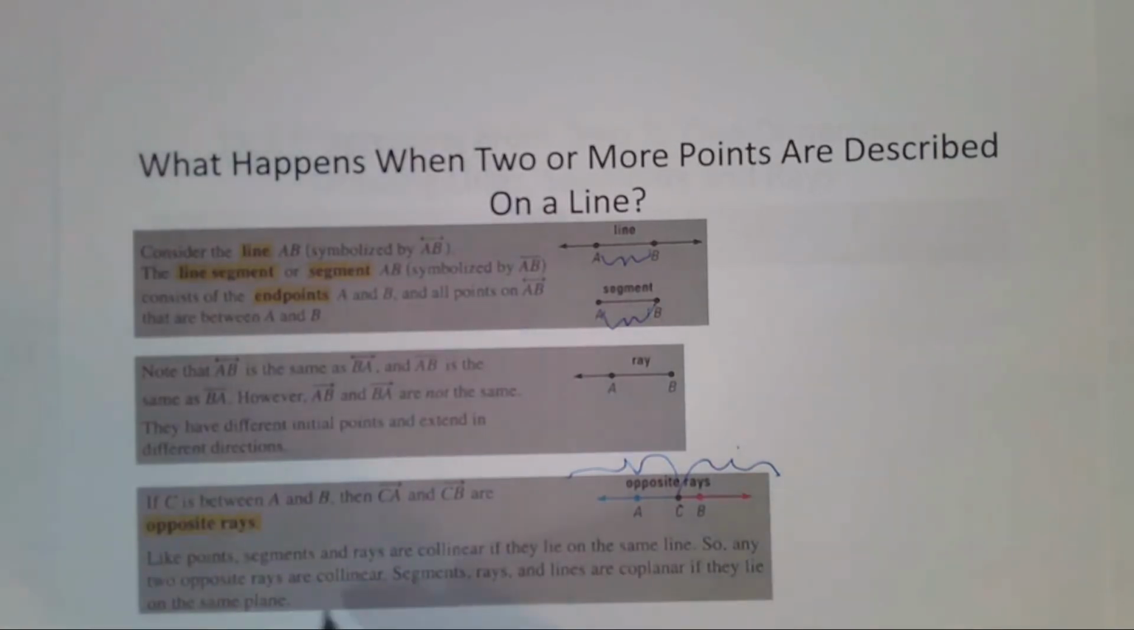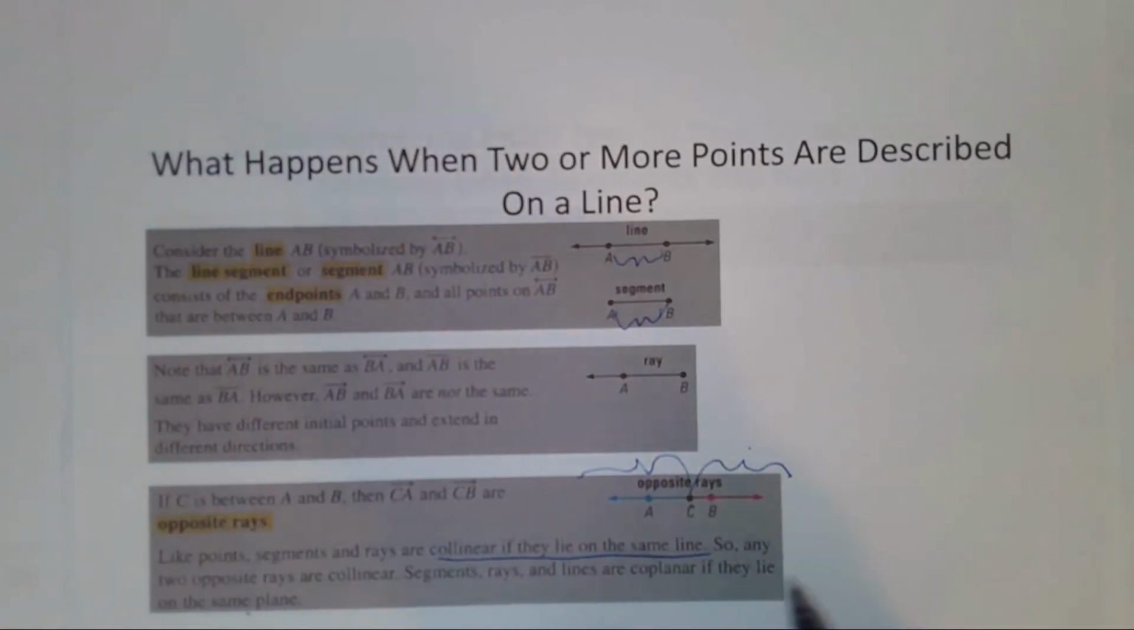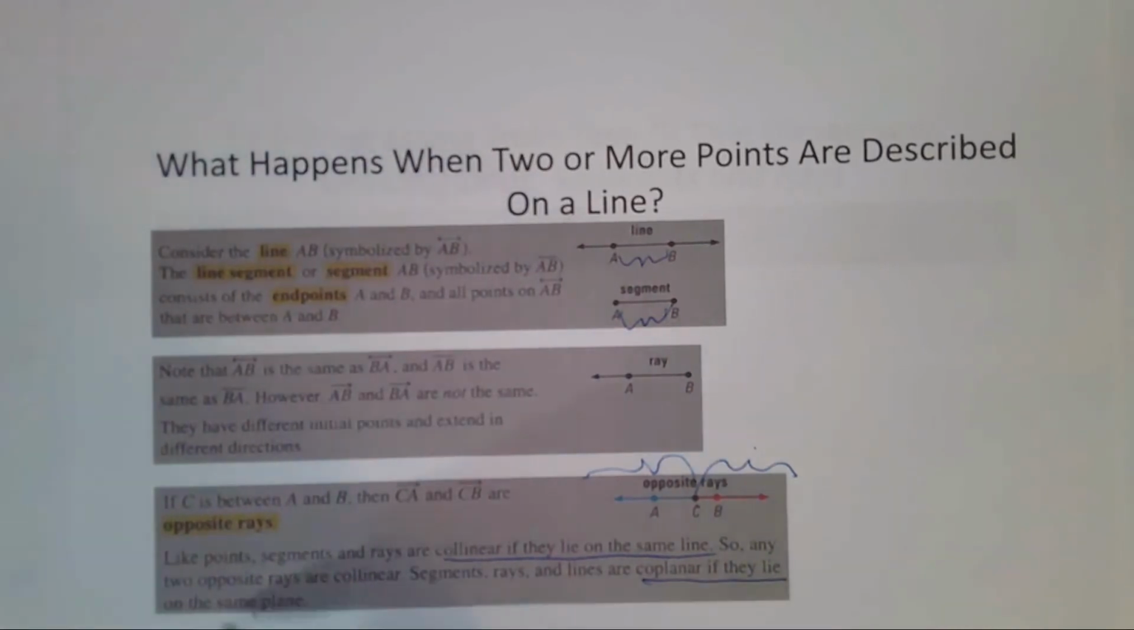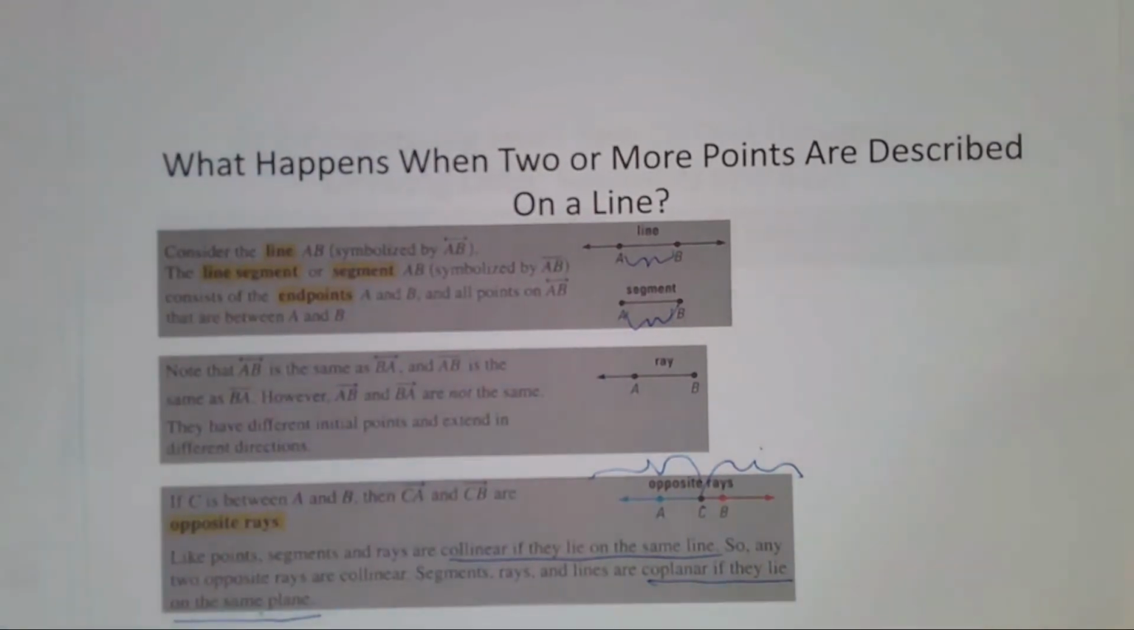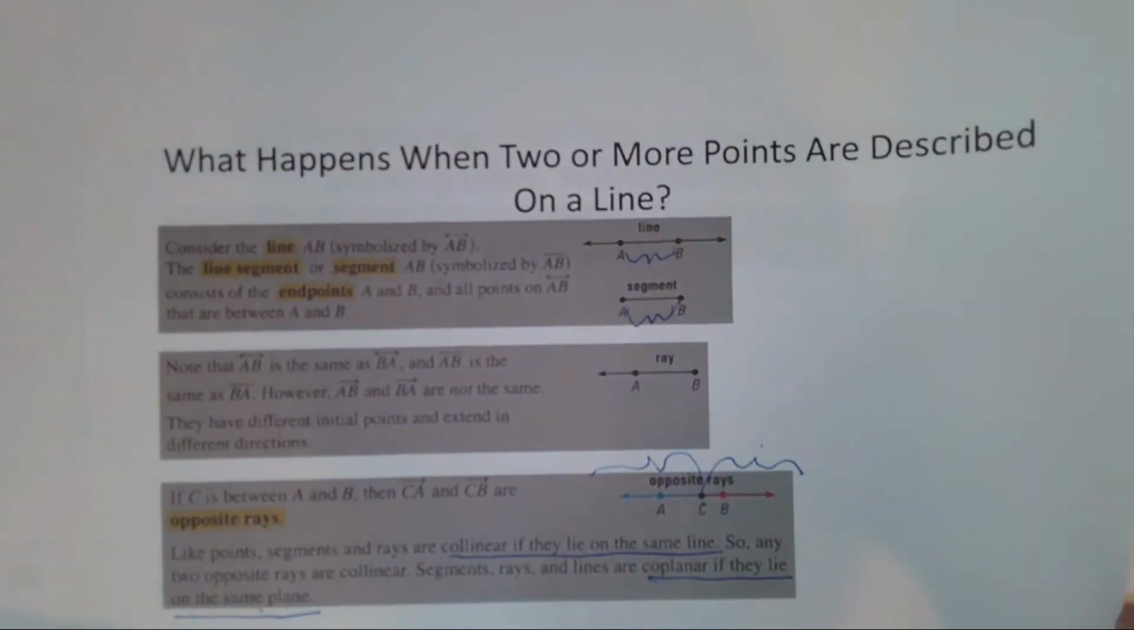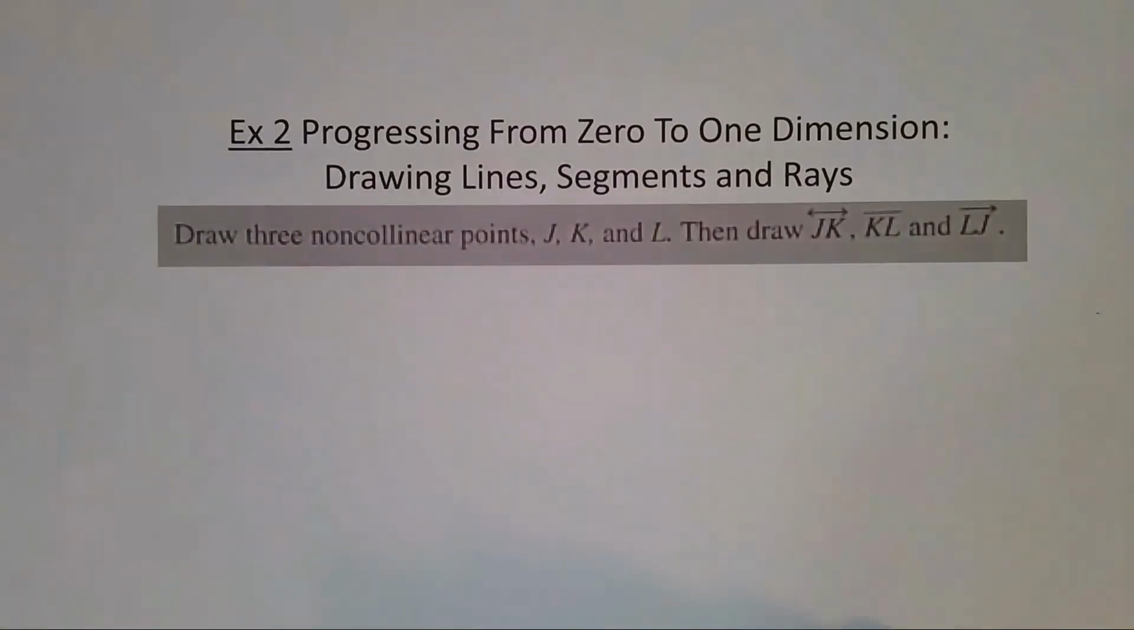Again, points, segments and rays are collinear if they lie on the same line, okay? And they are coplanar if they lie on the same plane. So be sure you remember that. Collinear if they lie on the same line. They are coplanar if they lie on the same plane. All of these things will do that, okay? All right. Now, let's go from 0 to 1 dimension, okay?